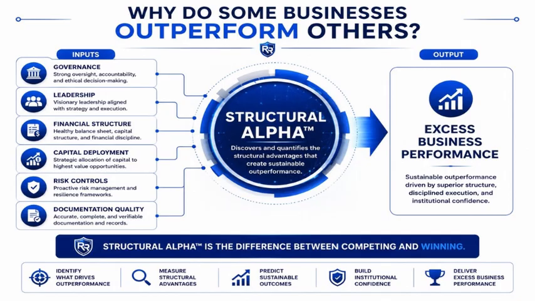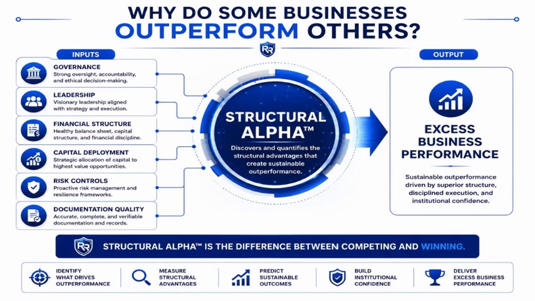That leads us to one of the most important questions in business. Why do some businesses outperform others? Business performance is not random. Some businesses outperform because they are structurally stronger. They have better governance, stronger leadership, cleaner financial structure, smarter capital deployment, better risk controls, and higher documentation quality. Riskready OS calls this structural alpha.